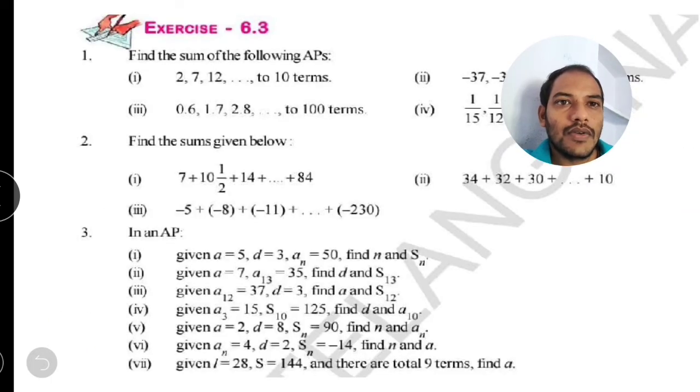Next, third question: given a12 equals 37, d equals 3, find a and S12. It is the same as the second question, so it is homework. Coming to the fourth question: a3, so the third term is 15. S10, the sum of the first 10 terms, is 125. Find the d value and a10 value, that means the 10th term.